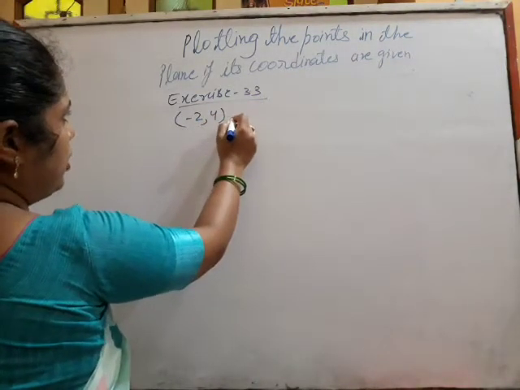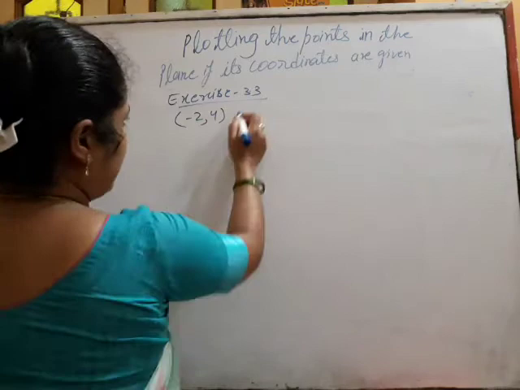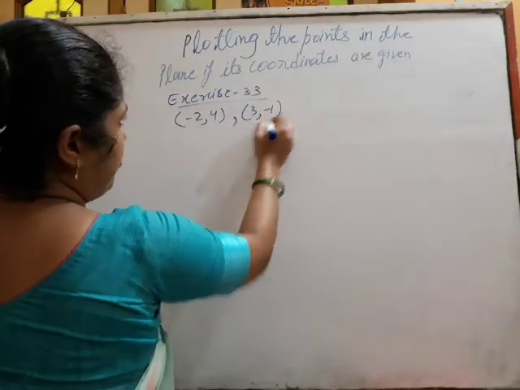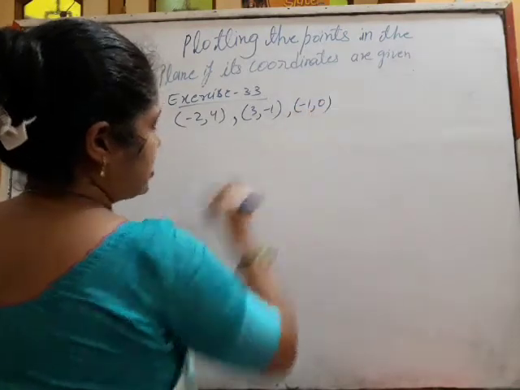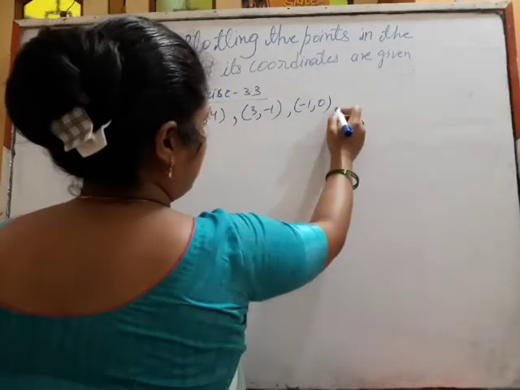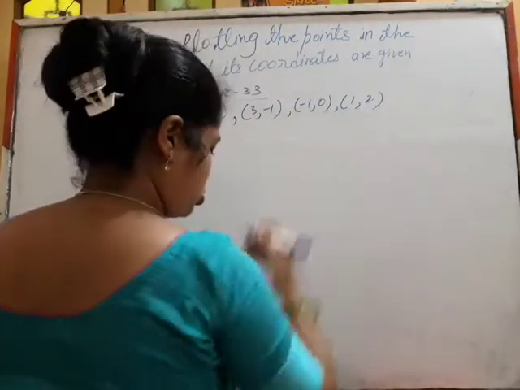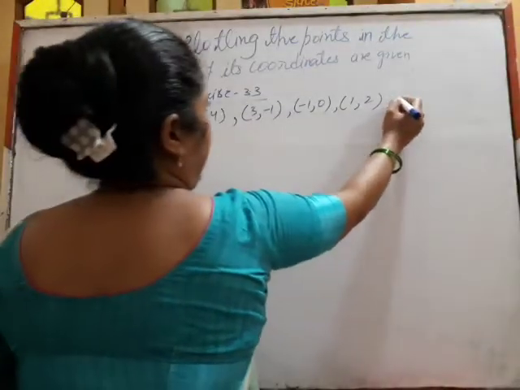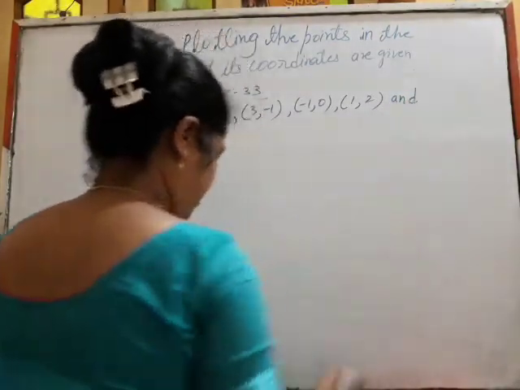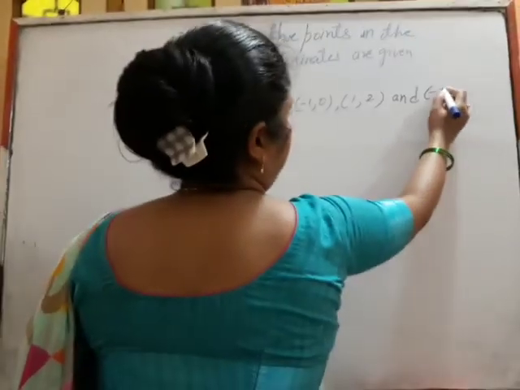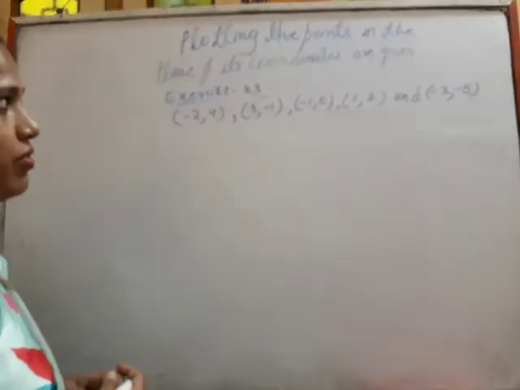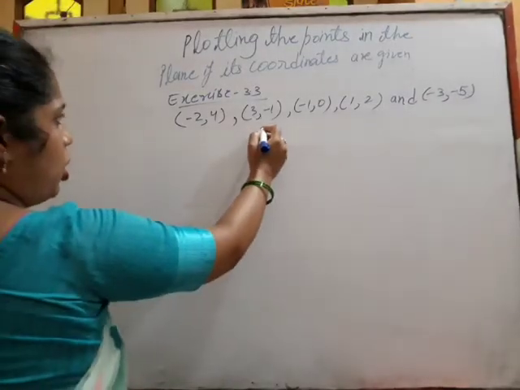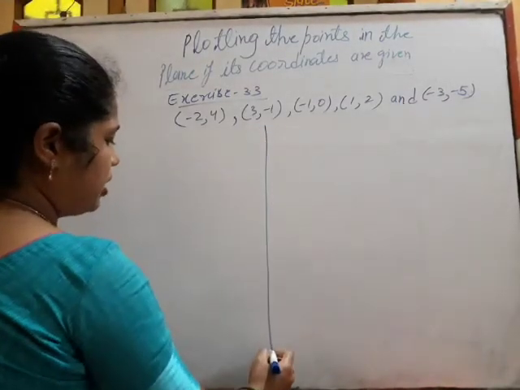-2, 4, 3, -1, -1, 0, 1, 2 and the last is -3, -5. Okay. Let us draw our Cartesian plane.